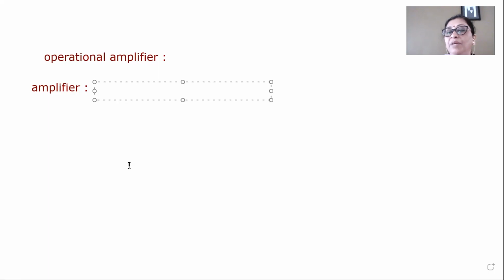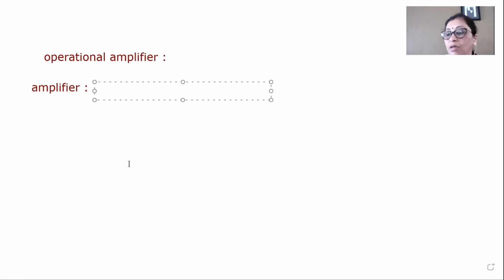Okay. Amplification is a process in which the strength of the weak signal is increased without changing its frequency. This is very, very important. Its frequency should not change when the signal is amplified. So this process is called amplification. And an electronic circuit which performs this process of amplification is called an amplifier. So basically a transistor is used as an amplifier.